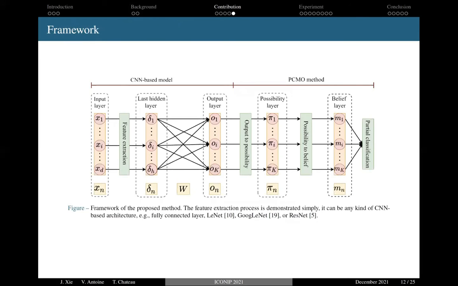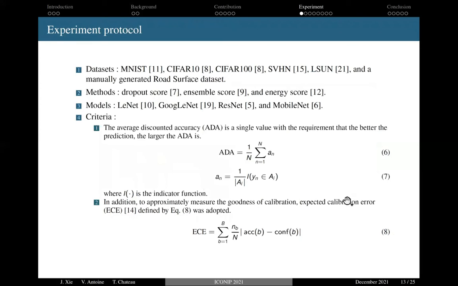Here is the framework. As we can see, there are two parts. The CNN-based model extracts features from the input layer. Then our method transforms the output to possibility, then transforms possibility to belief, and fulfills partial classification based on the belief calculated.